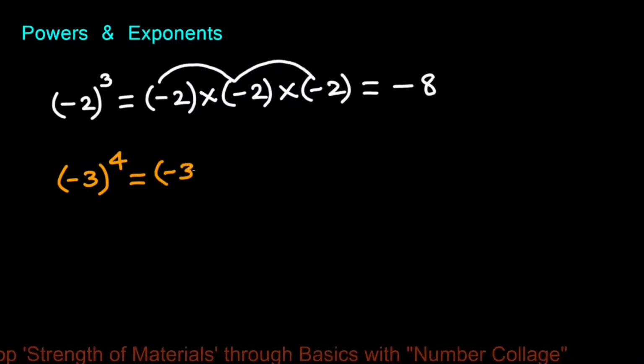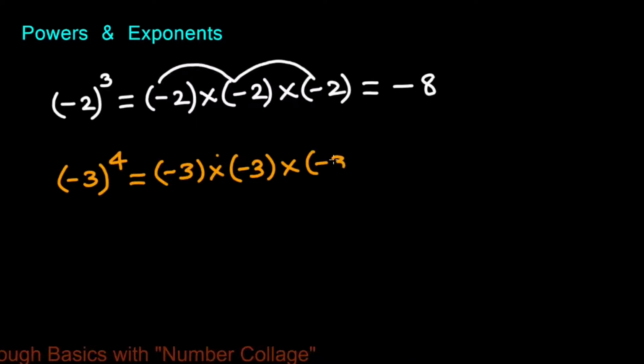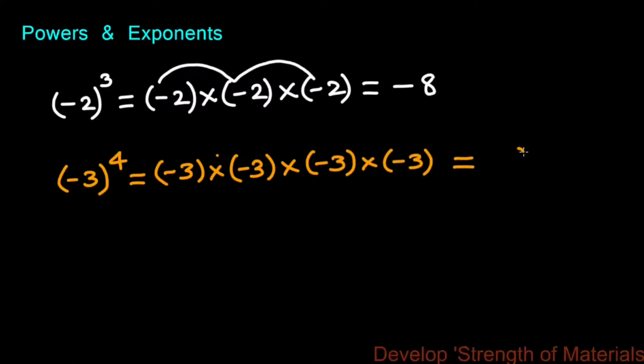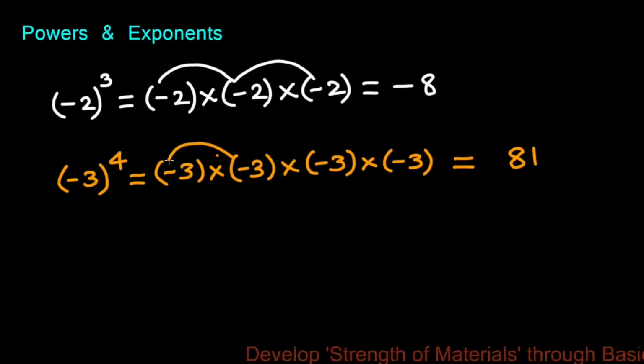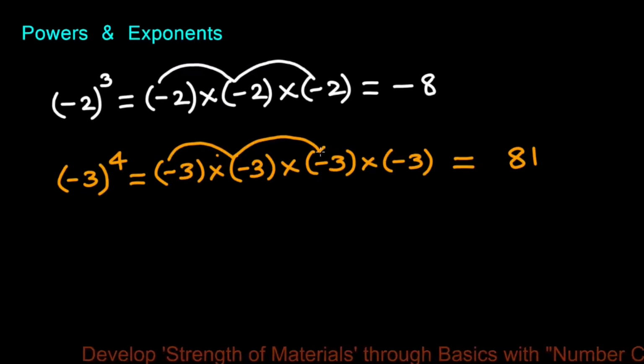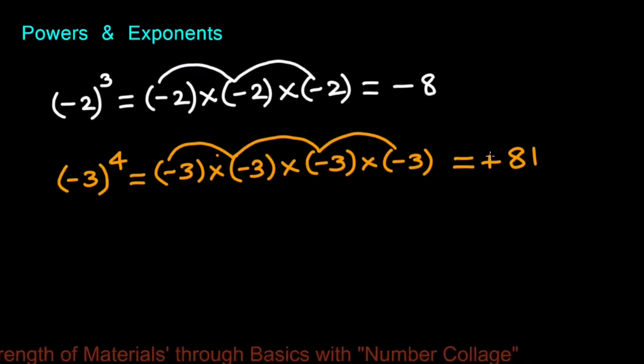It will be minus 3 multiplied by minus 3 multiplied by minus 3 multiplied by minus 3. So it will be 81. This minus into minus will be plus. Plus into minus will be minus. And minus into minus will be plus again. It will be plus 81.